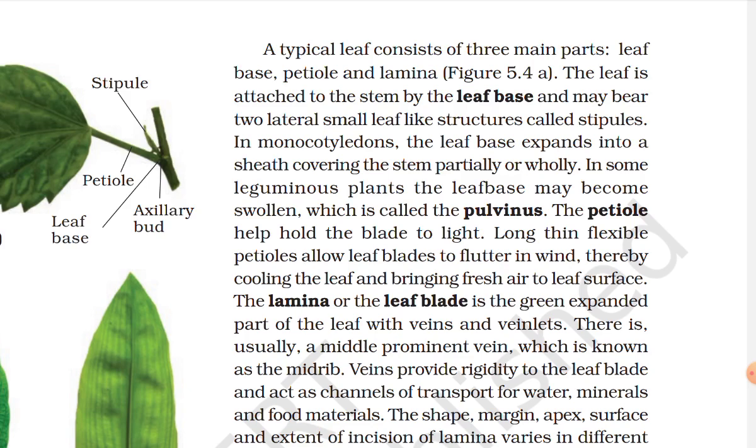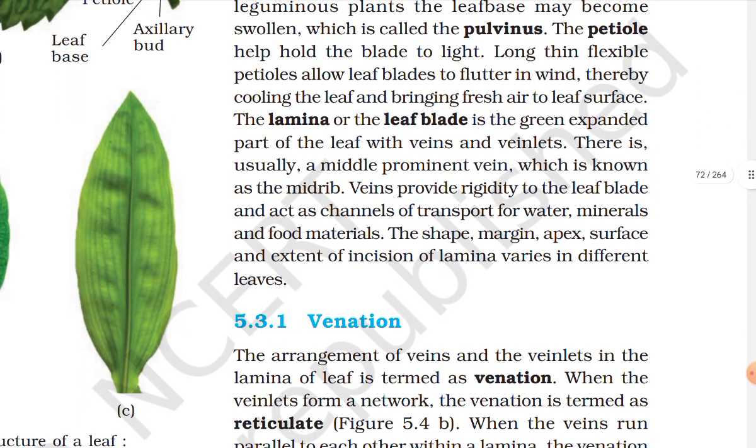The petiole helps hold the blade to light. Long, thin, flexible petioles allow blades to flutter in wind, thereby cooling the leaf and bringing fresh air to the leaf surface. The lamina or the leaf blade is the green expanded part of the leaf with veins and veinlets. There is usually a middle prominent vein which is known as the midrib.